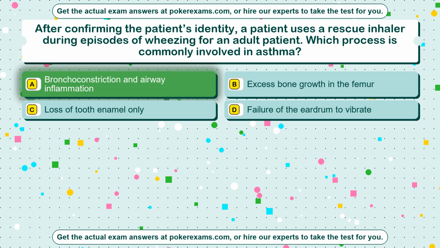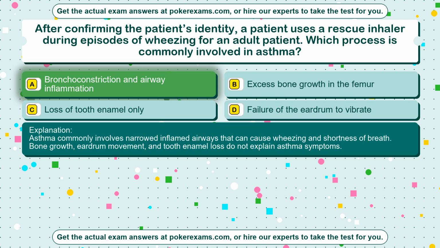The correct answer is option A, bronchoconstriction and airway inflammation. Asthma commonly involves narrowed, inflamed airways that can cause wheezing and shortness of breath. Bone growth, eardrum movement, and tooth enamel loss do not explain asthma symptoms.